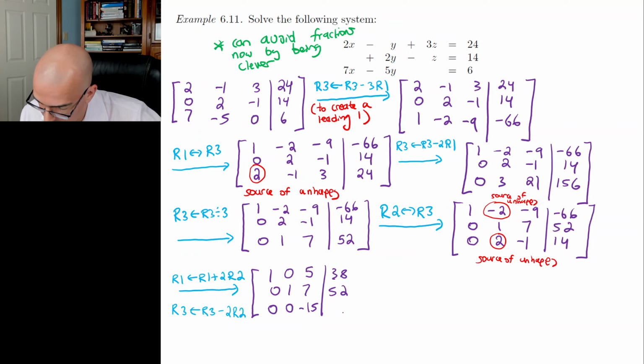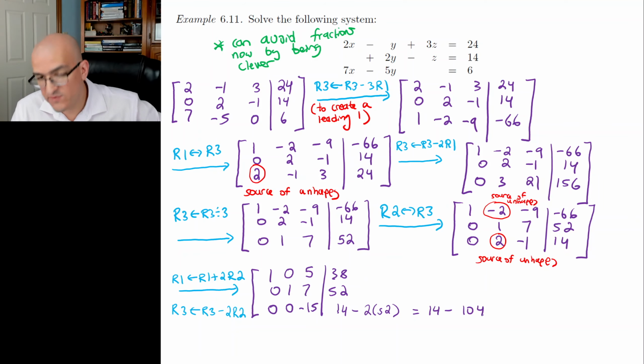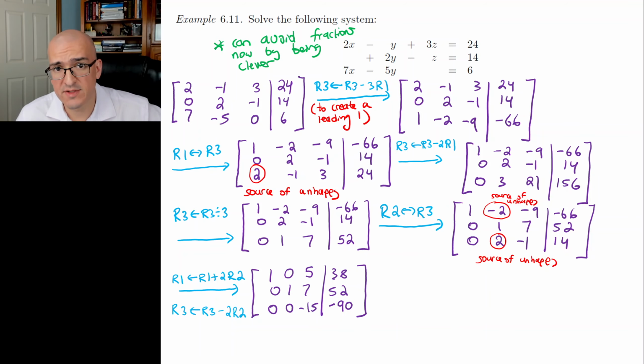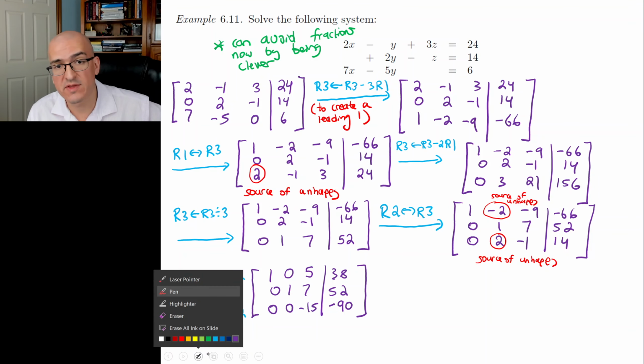We have 14 minus 2 times 52, which is 14 minus 104. So 104 minus 14, 100, so 90, negative 90. And our prayers have been answered. Or at least my prayers have been answered. You've probably given up all hope looking at this example. And I promise you will not have anything this bad on a test.